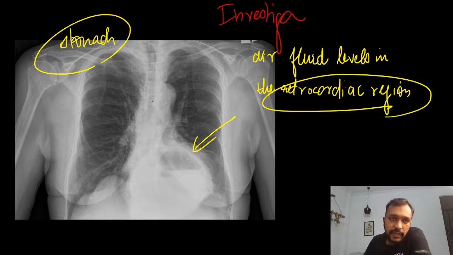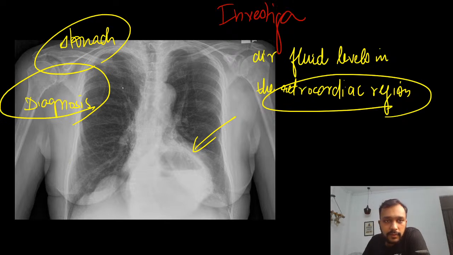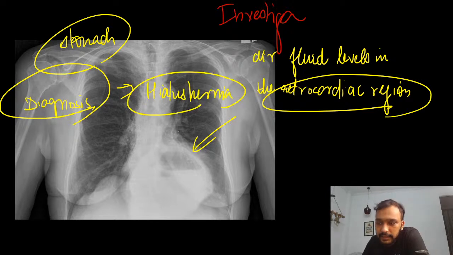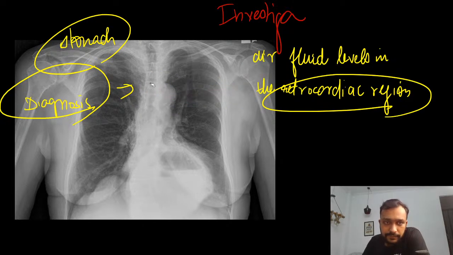So can you tell me what is your diagnosis? The stomach is pulled up into the mediastinum. What is your diagnosis for this case? Come on guys, what will you call it? The stomach has herniated into the mediastinum. This is a case of hiatus hernia. Okay? So just remember guys, hiatus hernia. This is a characteristic spotter. Very good, Suresh Bagri. This is a characteristic case where you will see herniation of the stomach into the mediastinum.